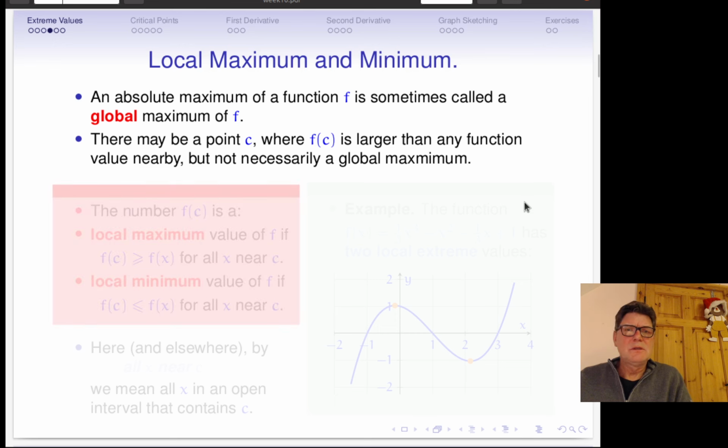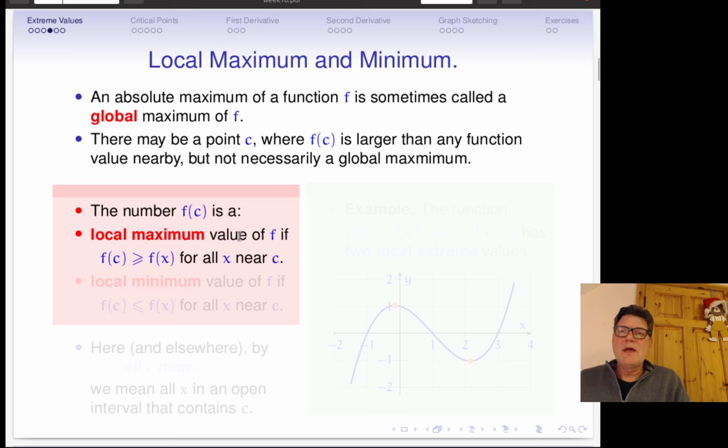So here's a definition of a local maximum. We say that the number f of c, the value of f at a point c on the x-axis, is a local maximum if f of c is greater or equal to f of x for all x near c.